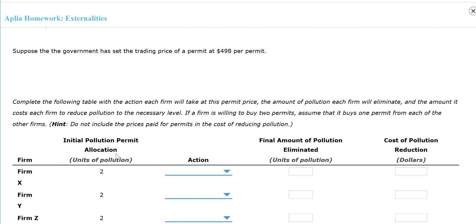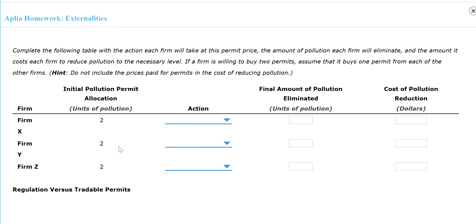All right, and then next this part over here. This looks like a lot of stuff. So complete the following table with the action each firm will take at a permit price, the amount of pollution each firm will eliminate, and the amount it costs each firm to reduce pollution to the necessary level. If firms are willing to buy 2 permits, assume they buy 1 permit from each of the other companies. All right.